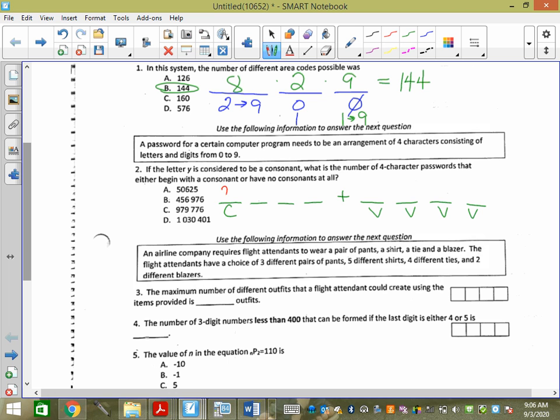So we have 26 for here, and then how many for here? 36, 36, 36. So you have to remember that those can be numbers.